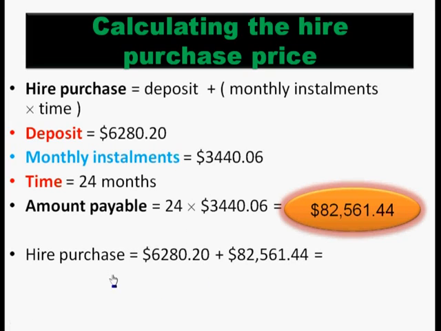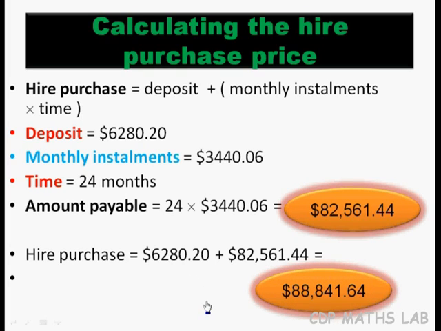Now, the hire purchase price is the deposit, which is $6,280.20, plus $82,561.44. So we are using the formula: the deposit, which is this, and the monthly installment times time, which gives you this figure. Then your hire purchase price is equal to $88,841.64. Can you imagine this?